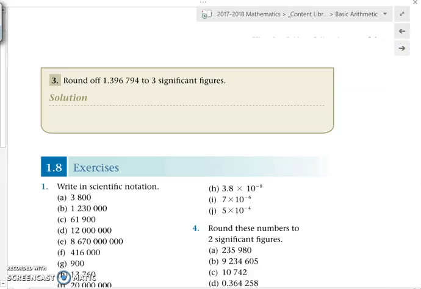All right, so just this last one. Round 1.396 off to two significant figures. What's the first one that is significant? That one. What's the next one that's significant? What's the next one? Okay, but what's next to the 9? Which makes us? Which means we are rounding off to 1.40. You have to put the 0 in.